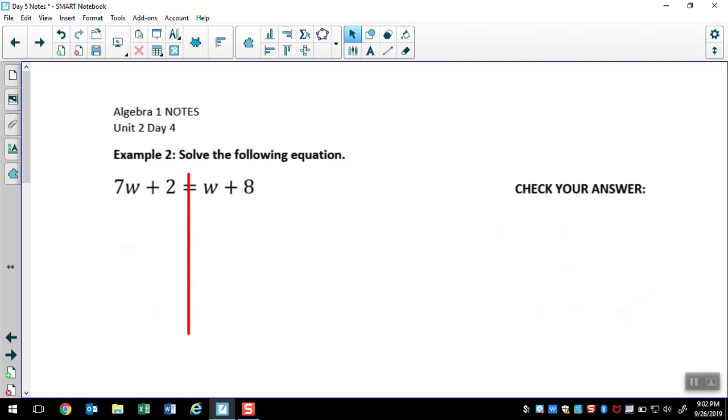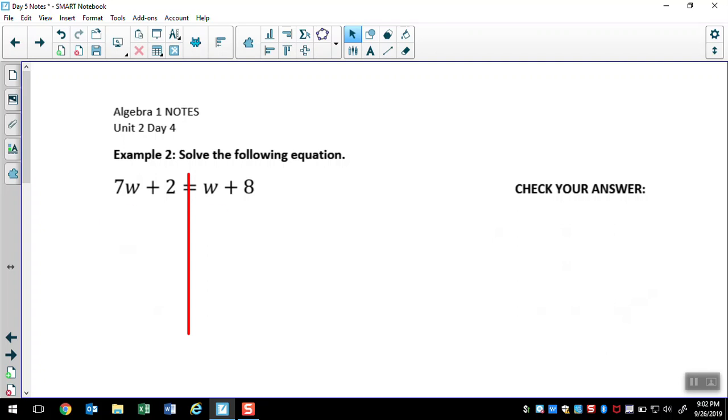Since I have constants on both sides and variables on both sides, now I have to make a decision. I want to start with my variables, and you decide which one I want to move. Some people just always like moving their variables to the left side. I personally like ensuring that my variables stay positive, so I look for my smallest variable term. So I've got a 7w and a w. W is my smallest one, so that's the one I'm going to move.